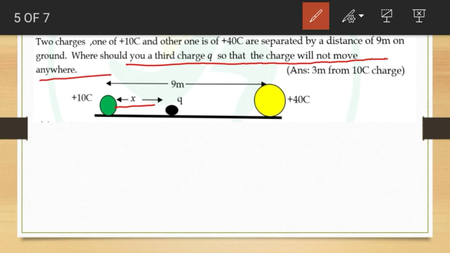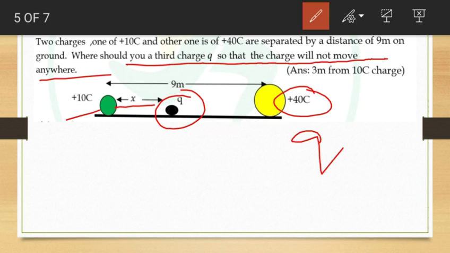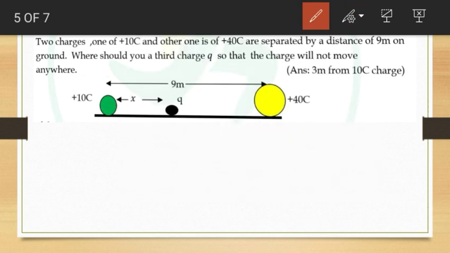So what you have to do: there are three charges, one is a 10 coulomb charge, another is a 40 coulomb charge, and the third charge is of q amount. Then you have to find where this q should be placed in between the 10 coulomb and 40 coulomb charges, so that this q charge will not move either towards right or towards left. Okay, so first find out the force. Suppose the separation distance is x meter from the 10 coulomb charge, let's assume.